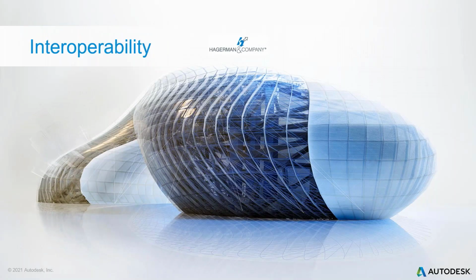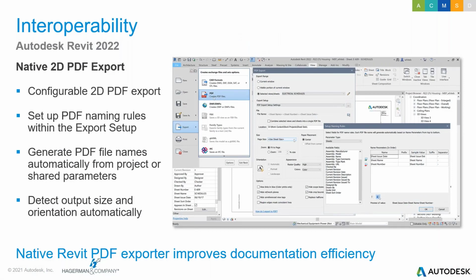Now, let's talk about the features of interoperability. So I will try my best to curb my unbridled enthusiasm with this one, but I have waited for this feature for so long. And not only do we finally have it, but Autodesk delivered in a big way. So Revit 2022 now includes a native configurable 2D PDF export feature to improve documentation efficiency.